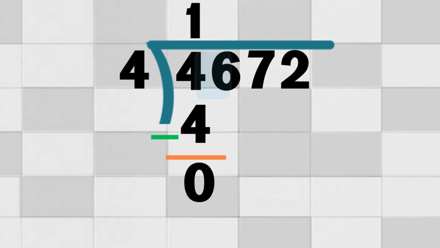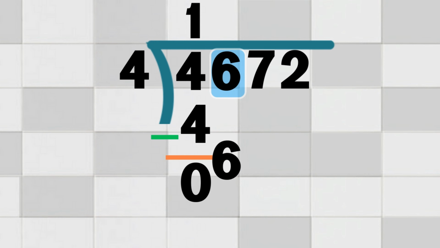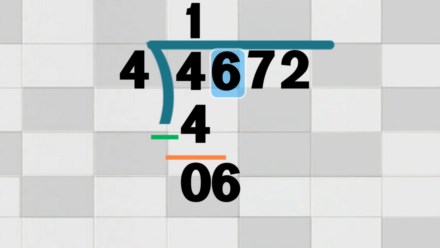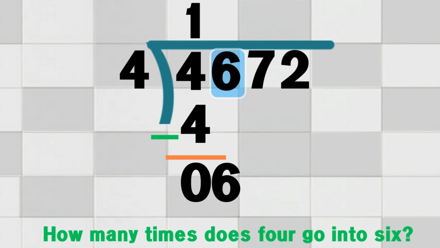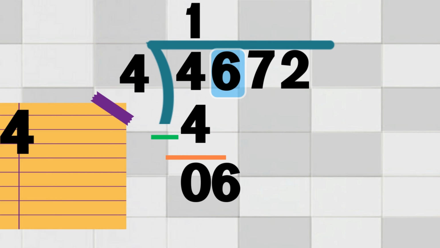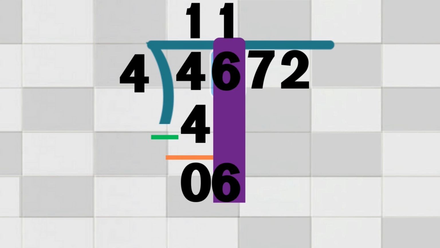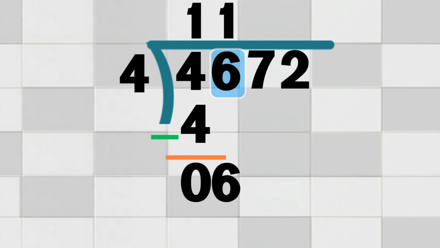Now we bring down the next digit in the dividend. The next digit in 4,672 is 6. So we bring down the 6, and now we are looking at the number 6. We repeat the same steps. Divide, multiply, subtract. Divide again. We ask, how many times does 4 go into 6? 4 goes into 6 one time, because 4 times 1 equals 4, and 4 times 2 equals 8, which is too big. So we write 1 on top of the division bracket, above the 6. Now our answer on top is 11.